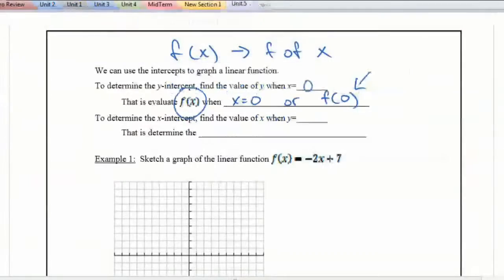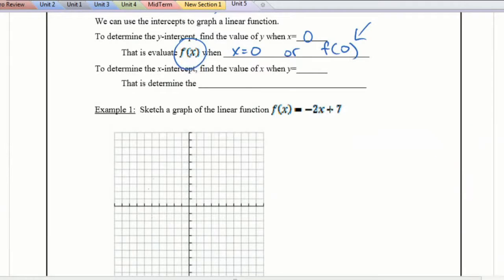So let's do the same thing with the horizontal axis, or the x-intercept. When we want to find the x-intercept, we want our y to be 0. That is, determine the value of x when f of x equals 0. So all we're saying is, just make y equal to 0 and figure out what x is.